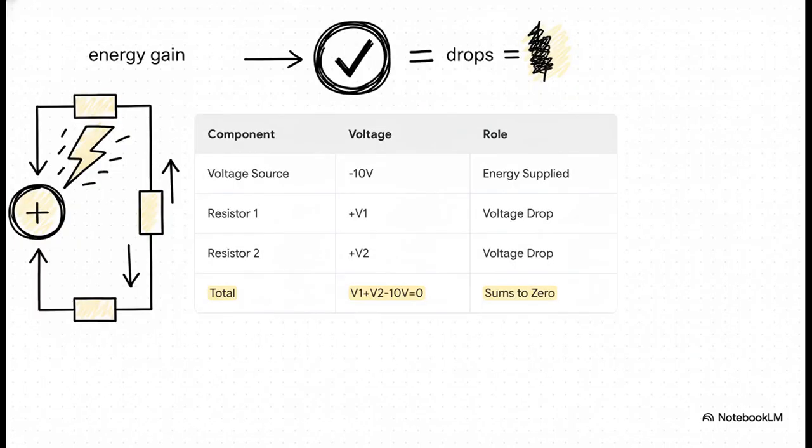Let's see KVL in action. I want you to imagine you're taking a walk around a closed loop in a circuit. You start at one point, and as you cross the battery, you get a boost of energy, a voltage gain. Then, as you walk across components like resistors, you use up that energy, causing a voltage drop. KVL tells us something really simple. By the time you walk all the way around and get back to where you started, all those gains and drops have to perfectly cancel each other out. The total change has to be zero.